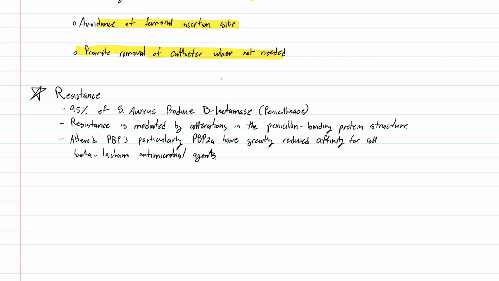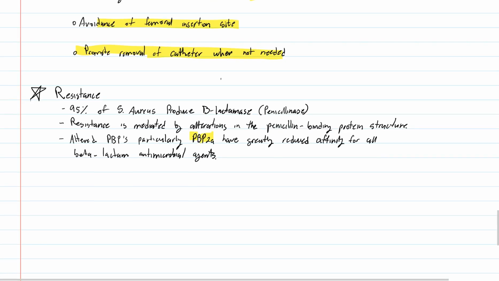Nafcillin resistance is mediated by alteration in the penicillin binding protein structure. Penicillin binding proteins are the enzymes involved in cell wall synthesis. Altered penicillin binding proteins, particularly the PBP 2A, they're getting very nitpicky on the exam, and particularly PBP 2A, have greatly reduced affinity for all beta lactam antimicrobial agents.